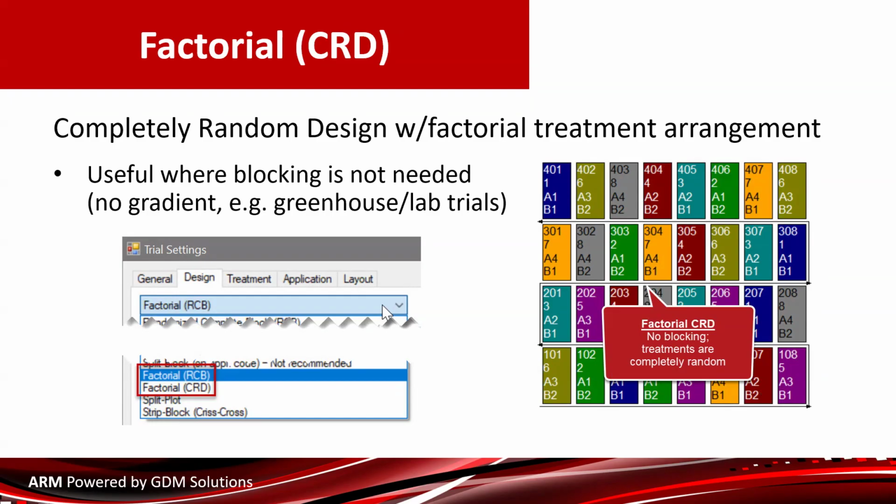You do get a little more power in that case, just strictly design, comparing RCB to completely random. If you don't have a gradient to capture, the CRD can give you some statistical benefits. So that would be the reason to use that factorial. But that's really the only restriction with those two. We're arranging the treatments. They have this combination aspect to them, but besides that, we can just randomize fully however we need.